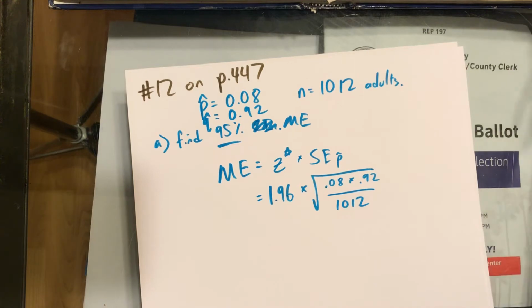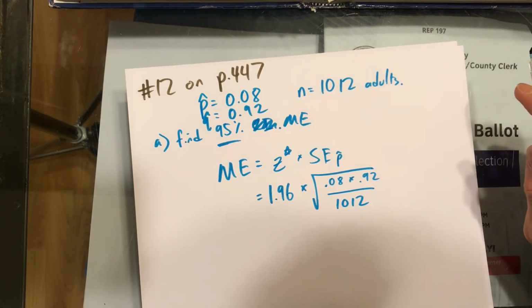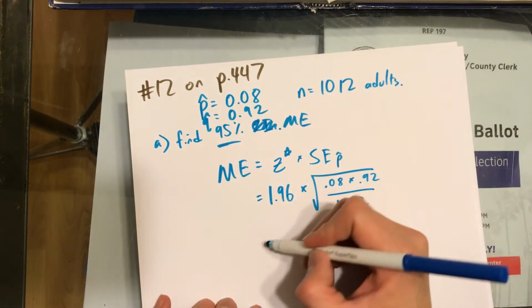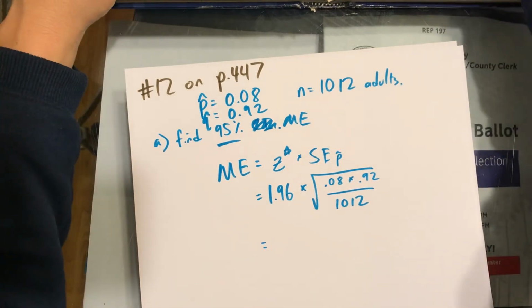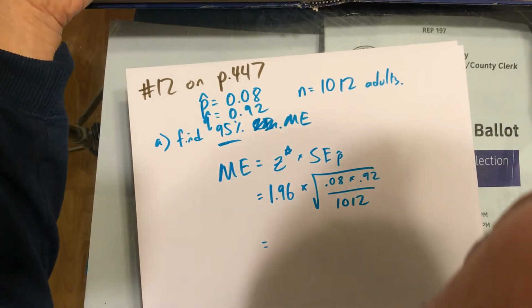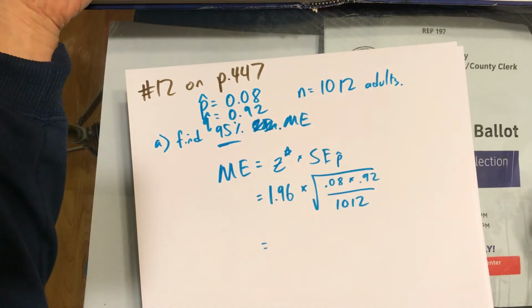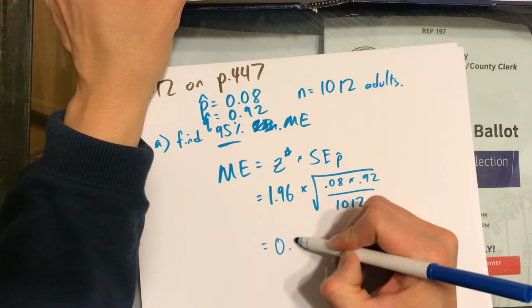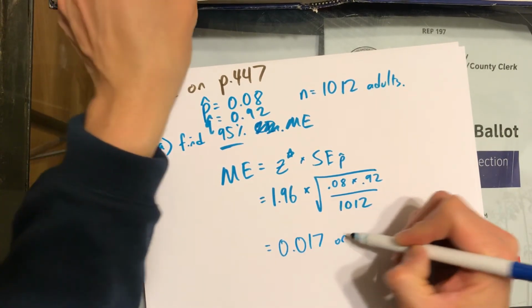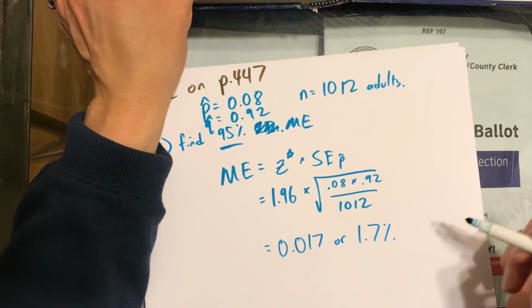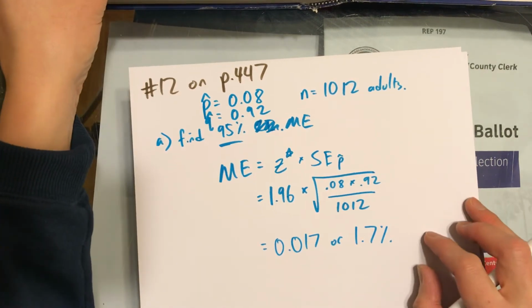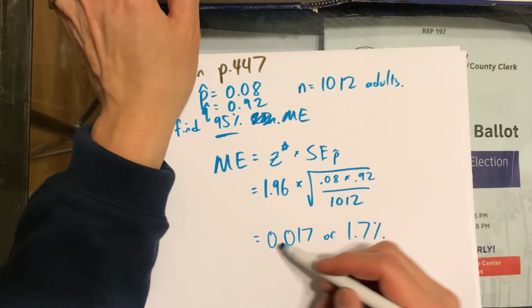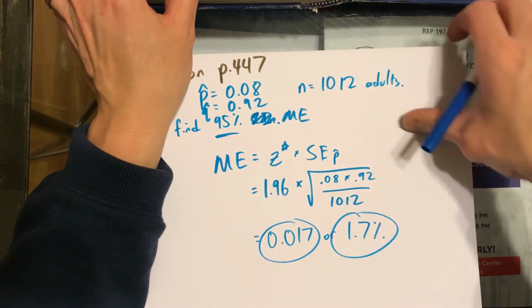Okay, go ahead and calculate that out and see what answer you get. While you do that, I'm going to go to the back and see the answer in the back. That should come out to 0.017 or 1.7%. Okay, so congratulations, you've calculated your first margin of error.